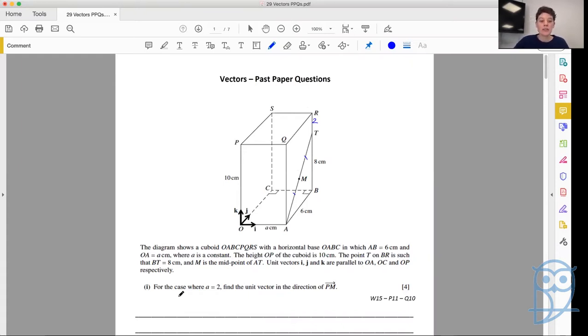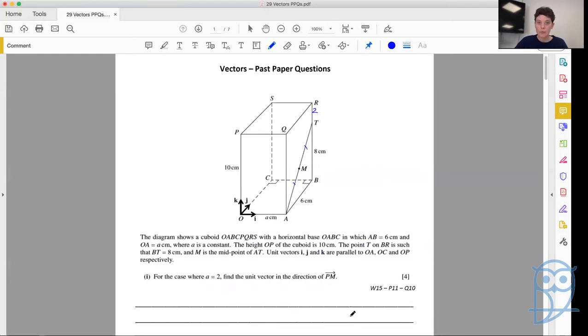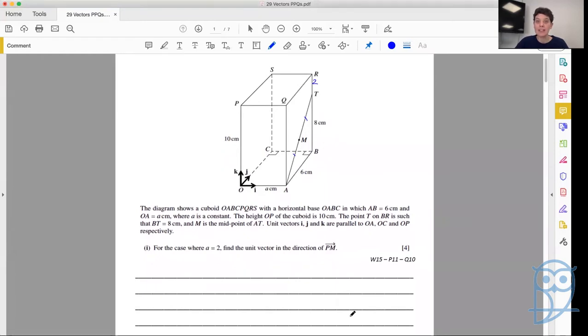They ask us, for the case where a equals 2, find the unit vector in the direction of PM. So a is going to equal 2 from P to M. When we've got a diagram and we're looking at something like this, it really is just a case of walking around the diagram. So if we start at P, how are we going to get to M, our ending point? And you've got to walk like an ant. Okay, so from P down to O. P to O is down k, so minus, and it's a whole 10 of it. So PM equals minus 10k.